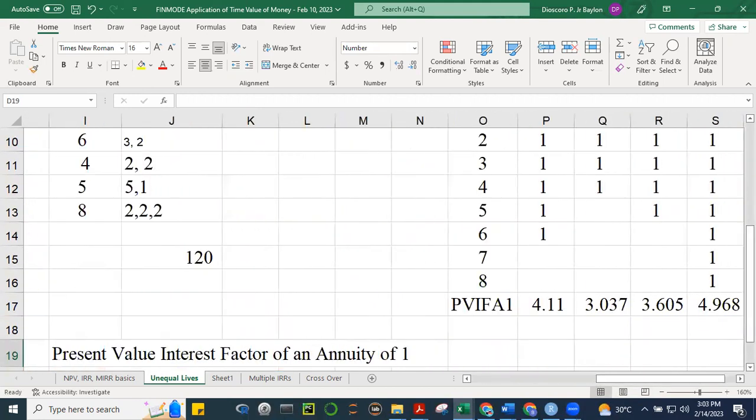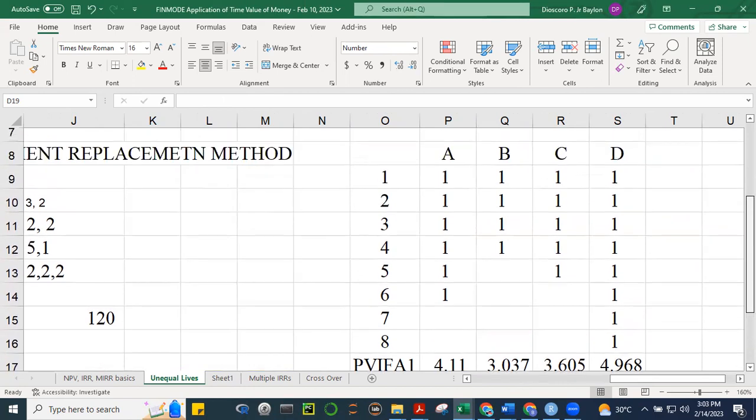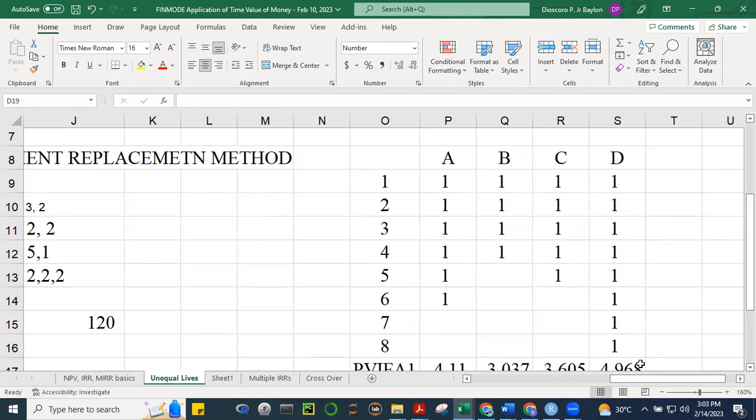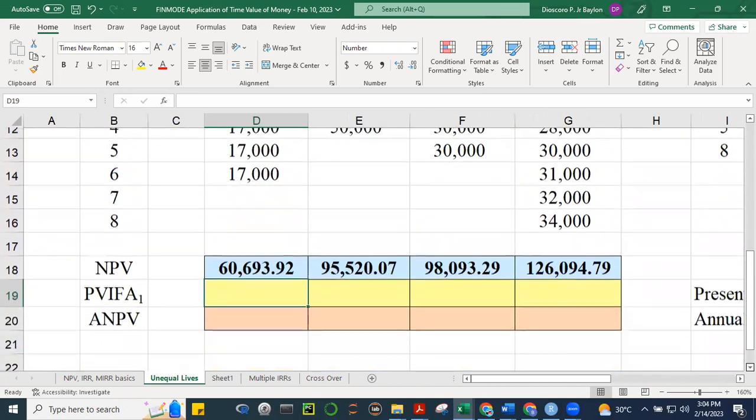And kindly chat, please, if you are able to get the present value of an annuity of 1. Okay, good. Are we complete? Has everybody gotten this? Of course, we expect that the present value of project D would be greater because it has 8 years. So if you have an annuity of 1 for 8 years, definitely the present value will be higher.